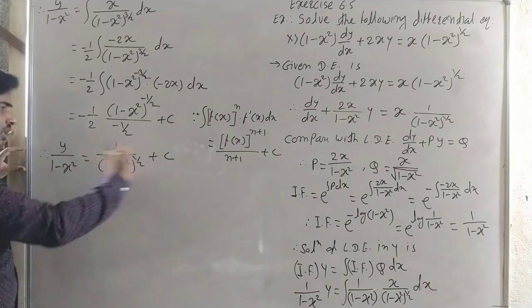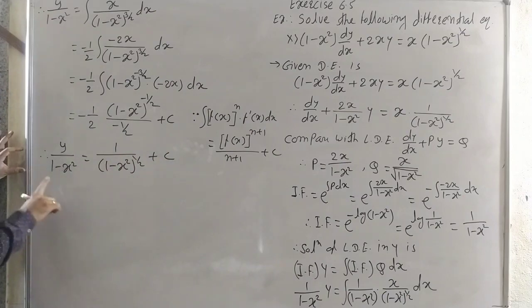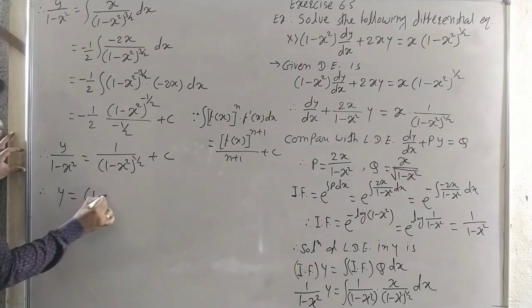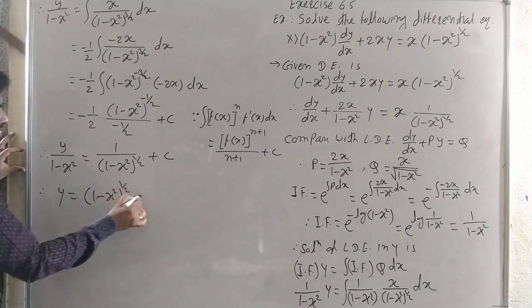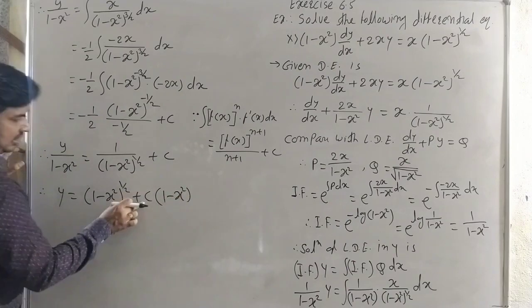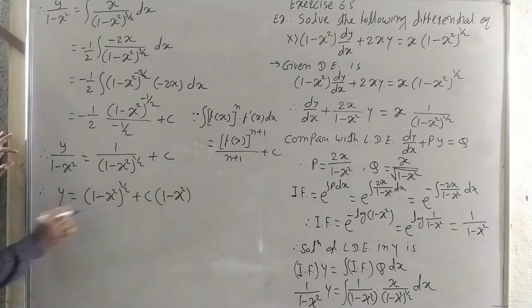Or when we multiply by 1 minus x square, we get y is equal to (1 minus x square) to the power 1 by 2 plus C into (1 minus x square). This is the general solution of the differential equation.